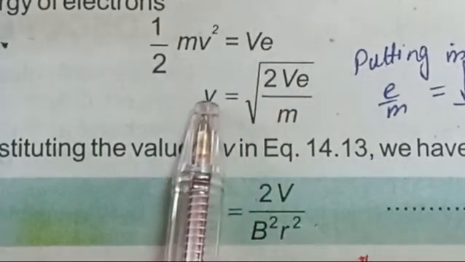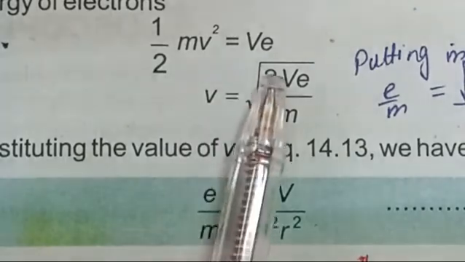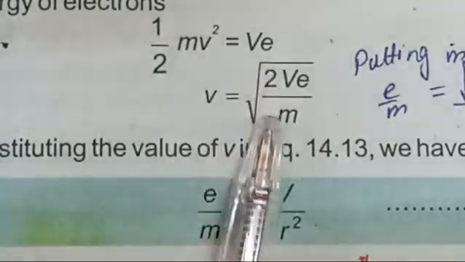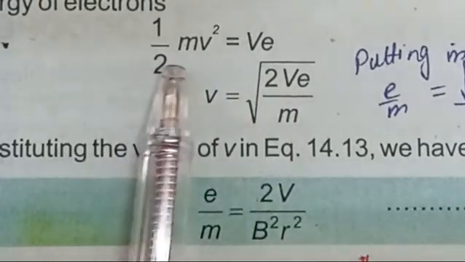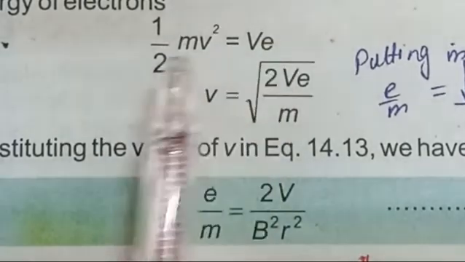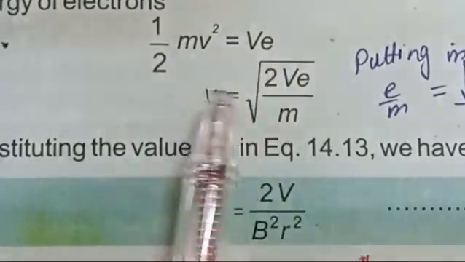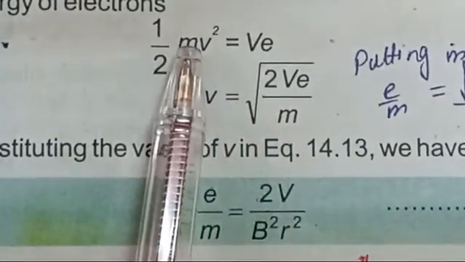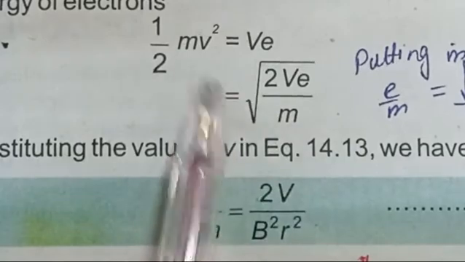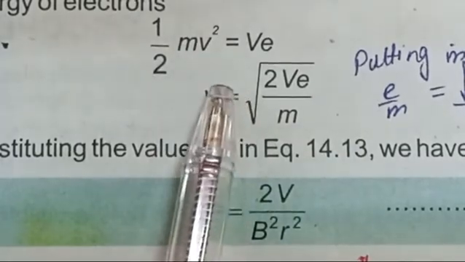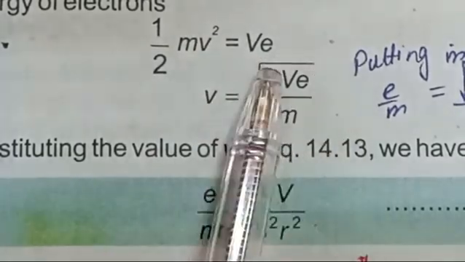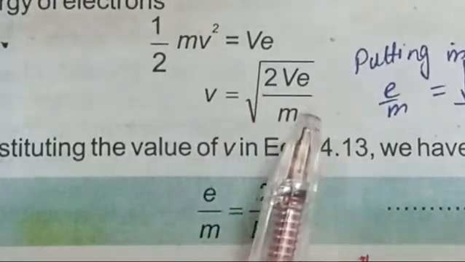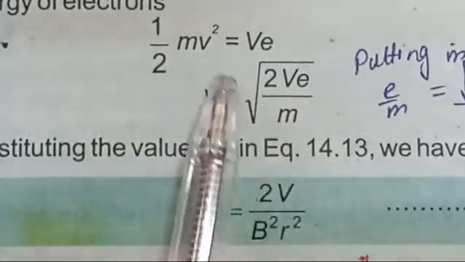So half mv square is equal to Ve. So you can easily write v is equal to, the 2 comes in multiplication on the right hand side, 2Ve over m. The m from the left hand side comes in the denominator, while v speed is in square, so due to this square, we will write square root. So by putting values of potential difference, electron charge and mass, we can calculate the value of the speed.